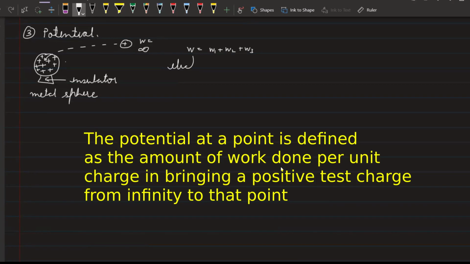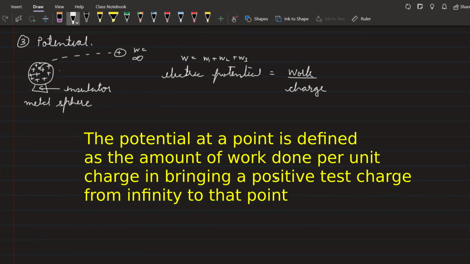So electric potential is defined as the total work that you do to bring charge. So potential is work upon charge. Potential at a point is defined as the amount of work done per unit charge in bringing a positive test charge from infinity to that point. So what does that mean? I'll explain it to you in a different way also.